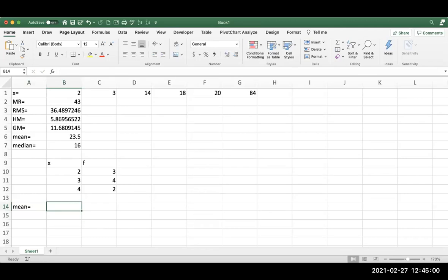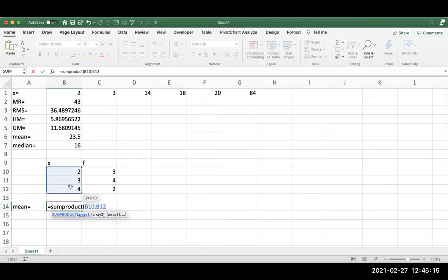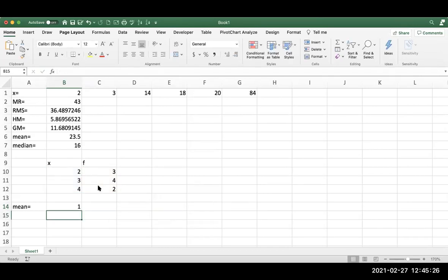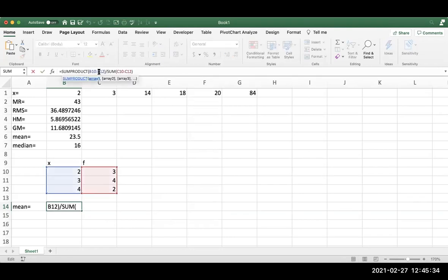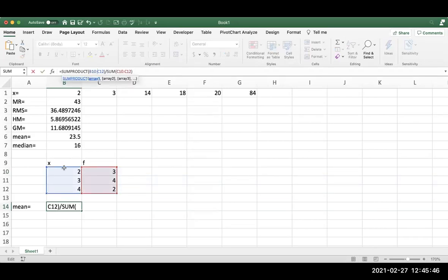So I'll just do the sum product. Oh, I didn't give it a name. Sum product of this guy over the sum. I didn't figure out the frequency yet, the sum of these guys. Whoop. Sum product. Oh, you stupid jerk. The sum product. Okay, so let's just see the sum product. So the sum product of this. I'm taking the sum product of those guys.